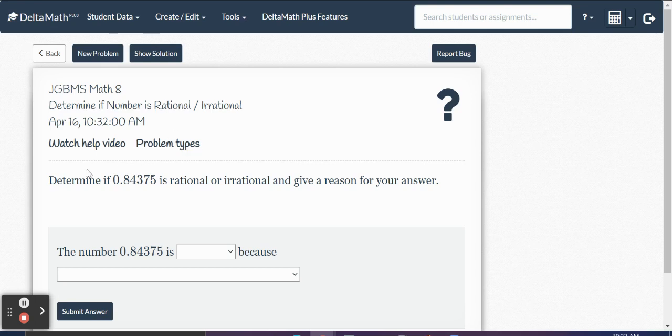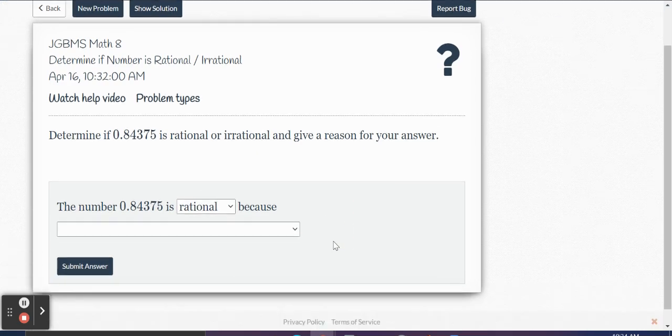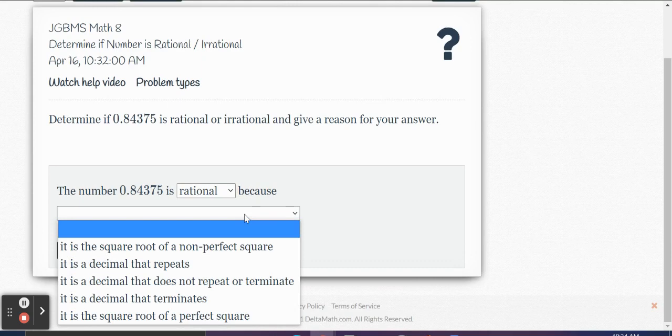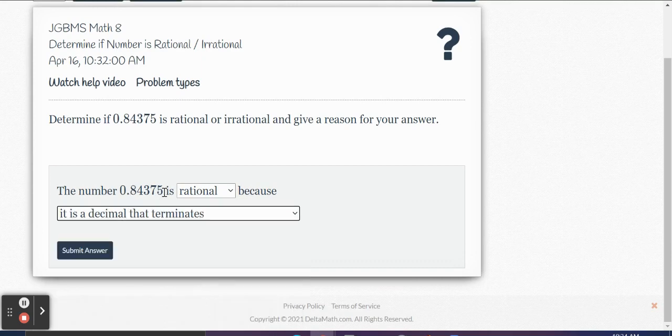All right, so we're asked to determine if this number is rational or irrational, and give a reason for your answer. This number is rational because it has a decimal that terminates. If you have any decimal that ends and doesn't go on forever, it is a rational number. You can write that as a fraction, because you could write it as this.